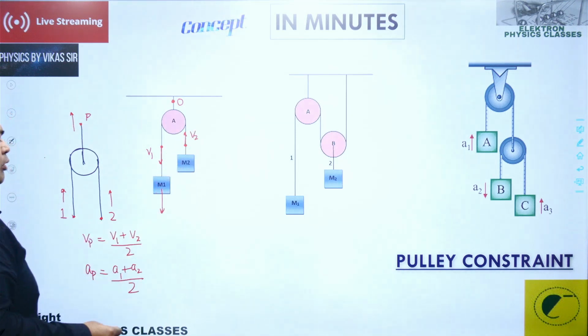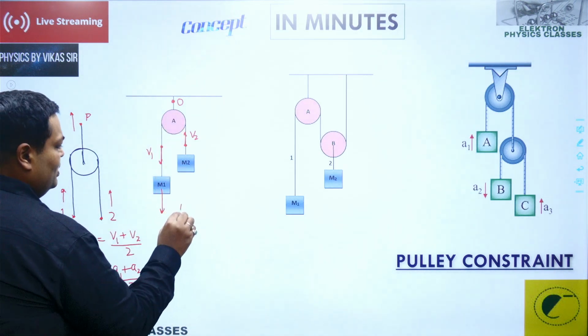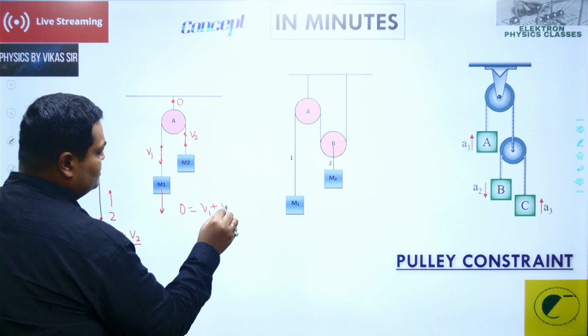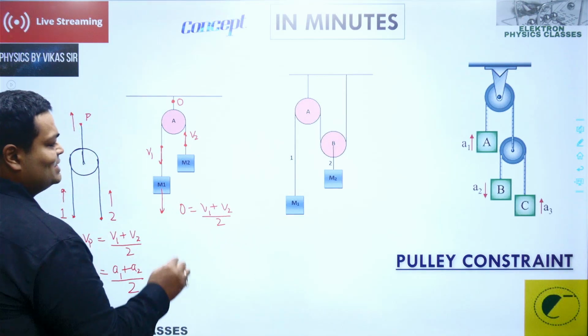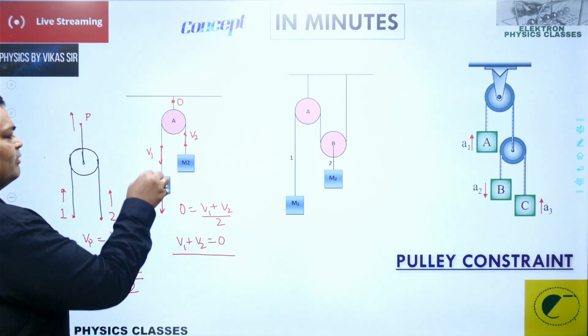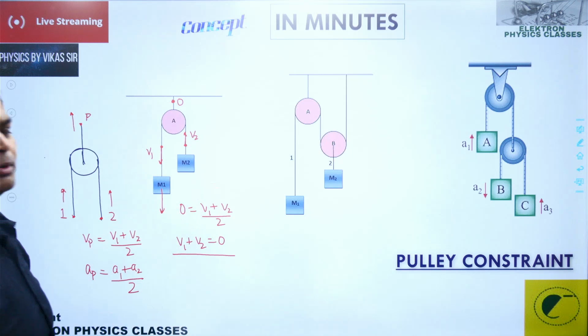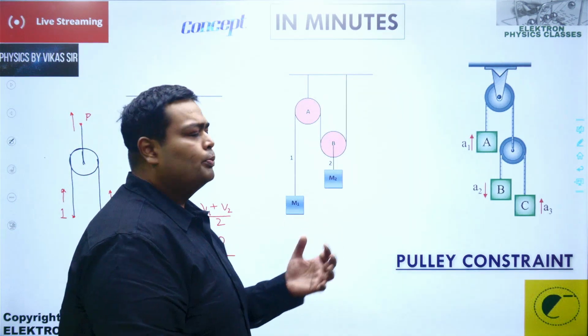Now while using the constraint, we can directly use it. The pulley point is 0. That means 0 is equal to (v1 plus v2) upon 2. It clearly generates that v1 plus v2 is equal to 0, meaning if one point moves down, the second point moves up. Right. In the next example over here, I have a multiple pulley, two pulleys and two blocks.